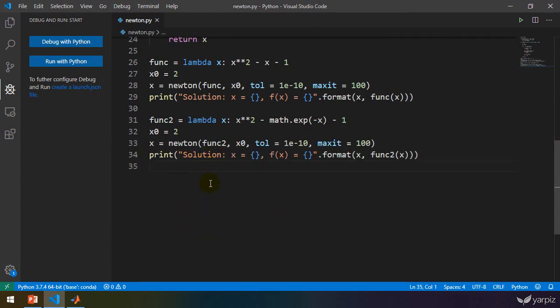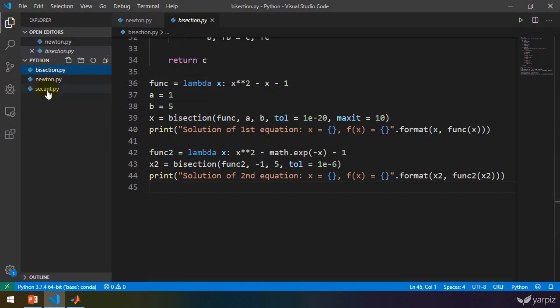Okay, you see that we implemented the Newton method in Python, which solves the equations, and the results are similar to those we got using the bisection and secant methods. And I'm going to implement the Newton's method in MATLAB as well.